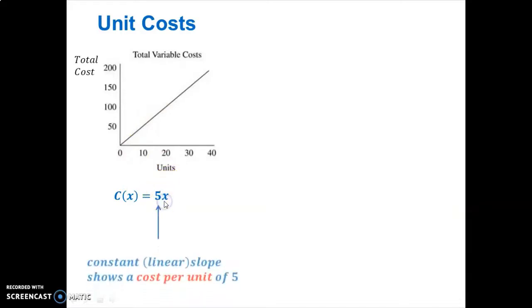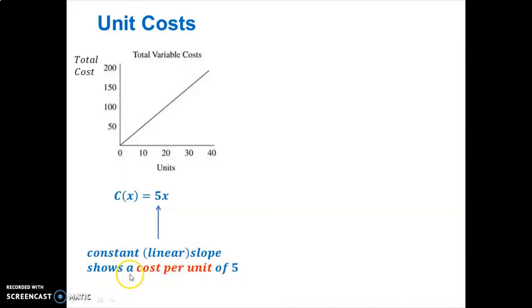So that slope, the constant linear slope, shows us the cost per unit, which is 5. Every time you add a unit, cost goes up by 5. Add a unit, cost up by 5, and so on. That's for linear things, but most things in the world don't follow linear patterns like that.